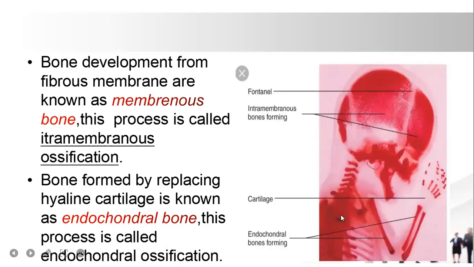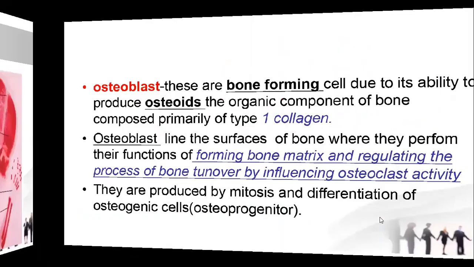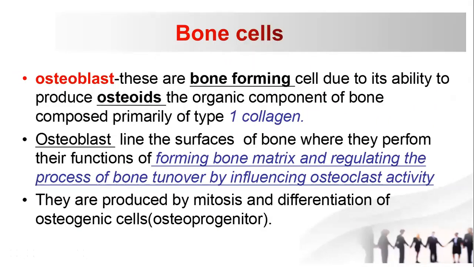In the case of the long bones, we have the humerus. The humerus is right here, still developing from cartilage. We also have the radius developing from the cartilage. Moving ahead, we'll check out the bone cells, or the cells that form the organic component of bone.